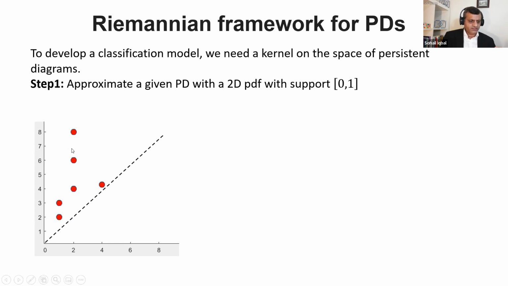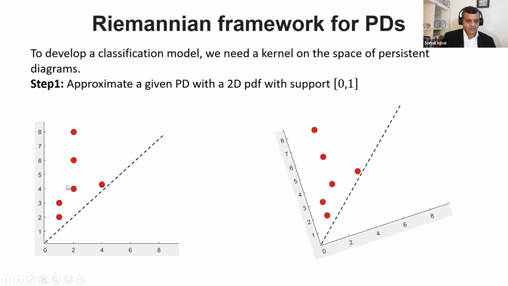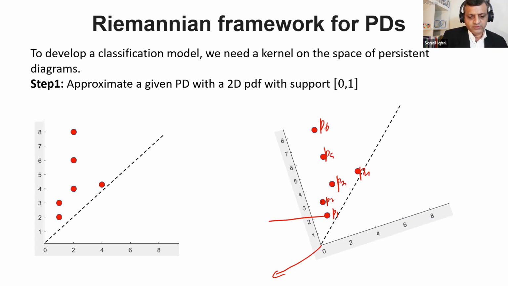So what do we do? Let's say we have this persistent diagram, and with the help of this persistent diagram, I can calculate a sum of Dirac delta functions. Let me try to plot it. It's not going to be a very good plot, but let me try anyway. This is the z-axis, and corresponding to each point I consider a Dirac delta distribution. Let's say these are the points P1, P2, P3, P4, P5, and P6, and corresponding to each point I have a Dirac delta distribution.